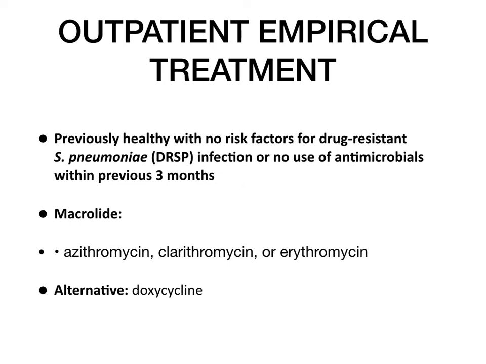Once we decide this patient can be treated as an outpatient, we again have to give some consideration. The patient has to be previously healthy, should not have any risk factors for drug-resistant Streptococcus pneumoniae, and should not have taken any antimicrobials within the last 3 months. In this set of patients, we can treat them as outpatients with a macrolide. Preferred macrolides are azithromycin, clarithromycin, or erythromycin. If they have any issue with macrolides, then the alternative option will be doxycycline.